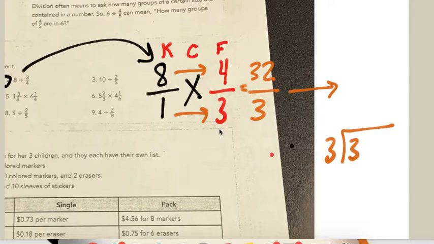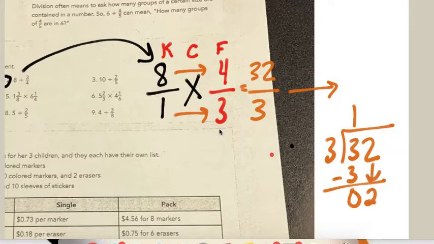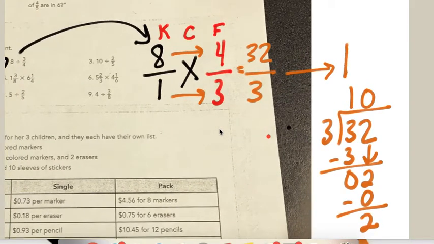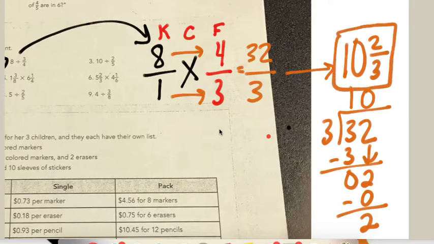3 divided into 32. How many times can 3 go into 3? 1 time. We get exactly 3. We have 0. Bring down your 2. Now how many times does 3 go into 2? 0 times. I get 0. So I would have a remainder of 2. So my answer would be a whole 10. My remainder goes on top, and I always keep my denominator, 3. So this would be your final answer for number 2.